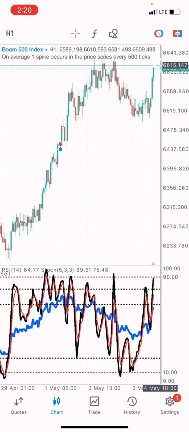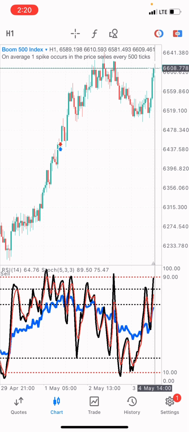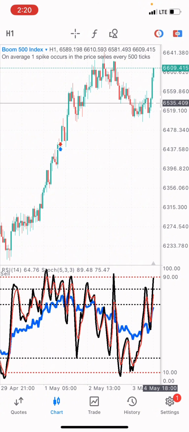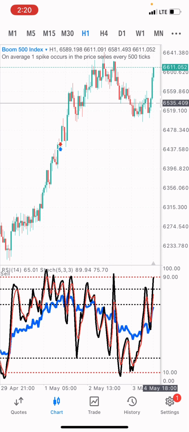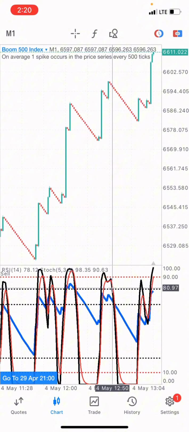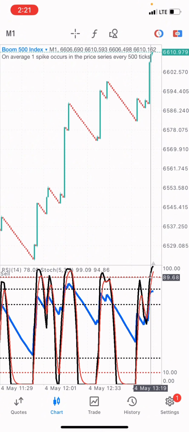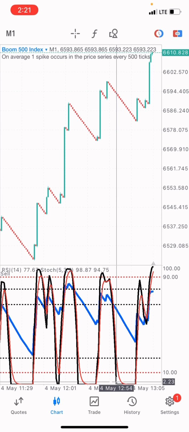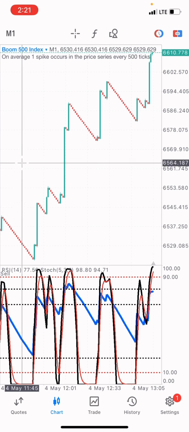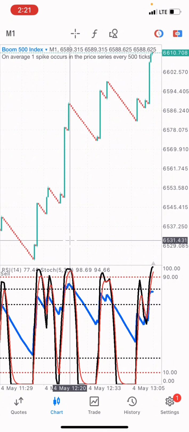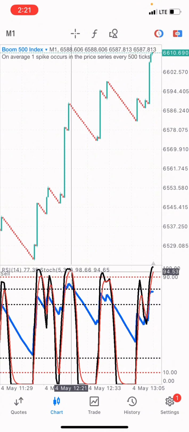Now let's check the 1 hour time frame. All right, we saw here that this market is buying right here, so the next possible position is a sell. But because we're using this indicator, what we're going to be doing here is to wait until price gets to the level of 90. Okay, now this is on Boom 500 index. So when price gets to the level of 90 here, we're going to place a sell for 3 candlesticks.